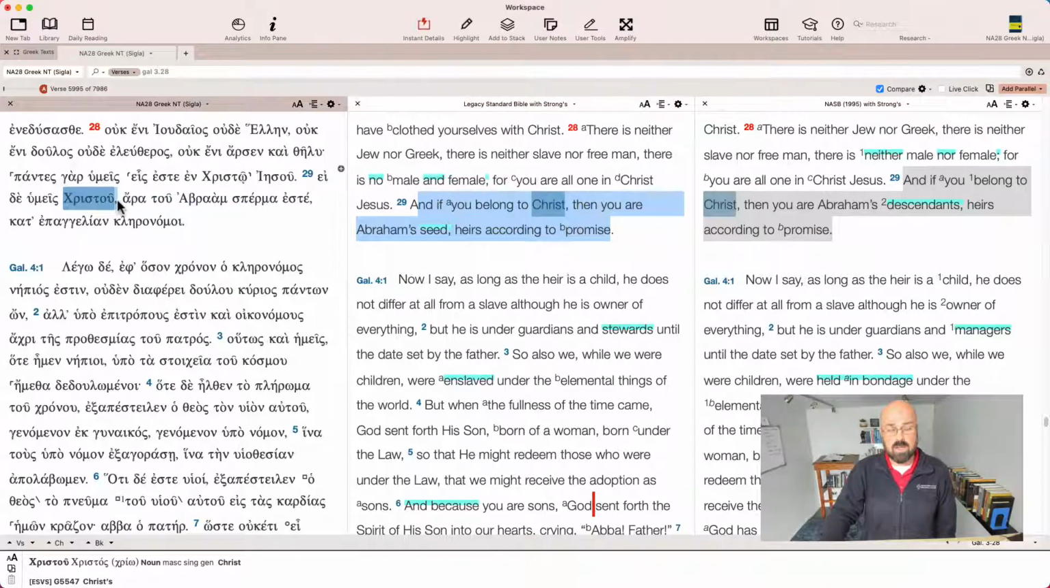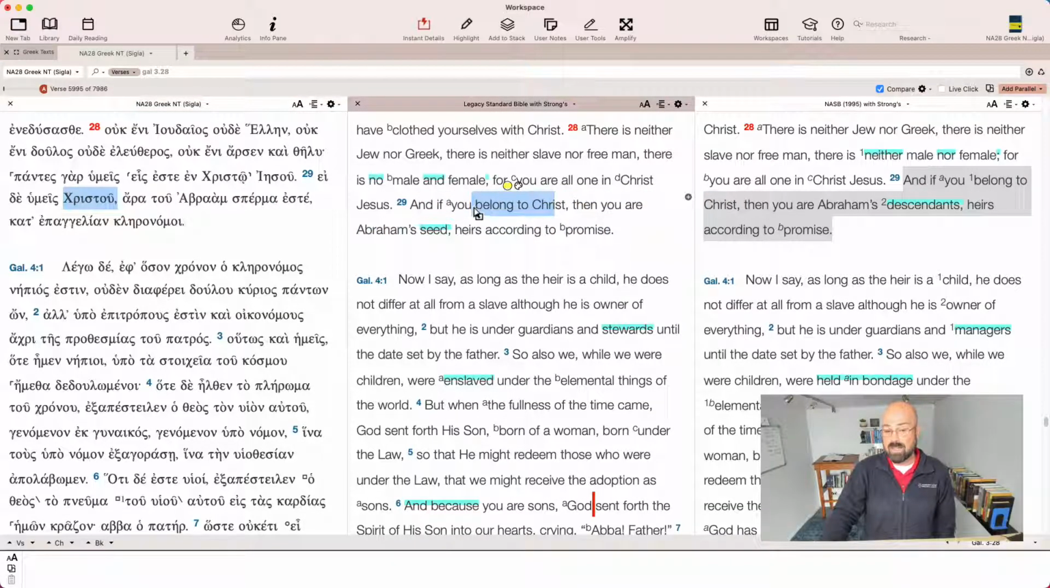Now, if you are of Christ, look at the Greek here. It is a genitive, and most English translations, like the Legacy here, will translate it as a genitive of possession. But this could actually be a genitive of relationship: if you are a son of Christ, or if you are in Christ even. So there's a relationship, and part of the idea of union with Christ is that it's a relational unity. And so that's, I think, part of what Paul is getting at here.